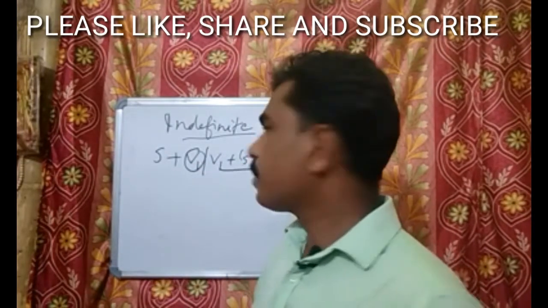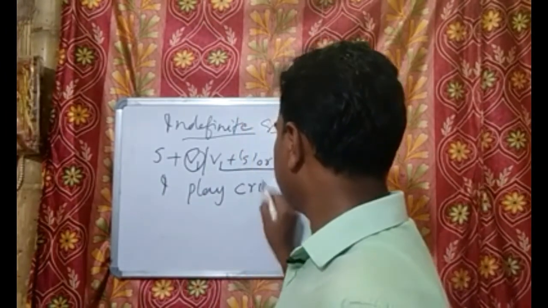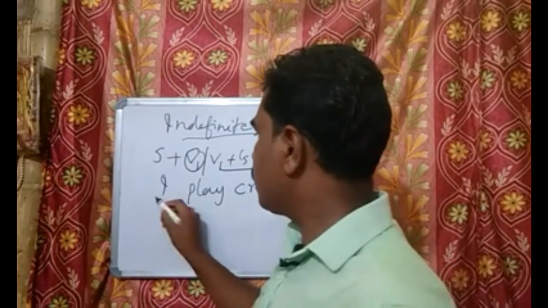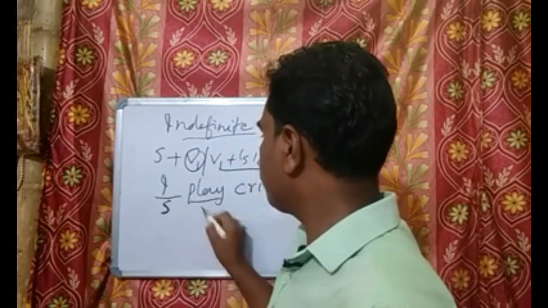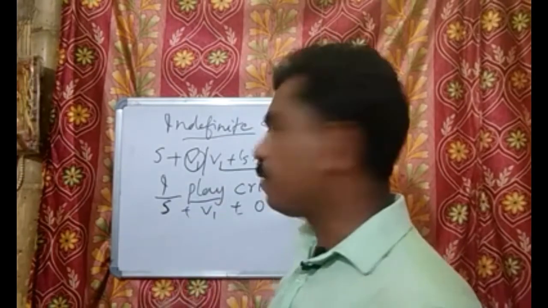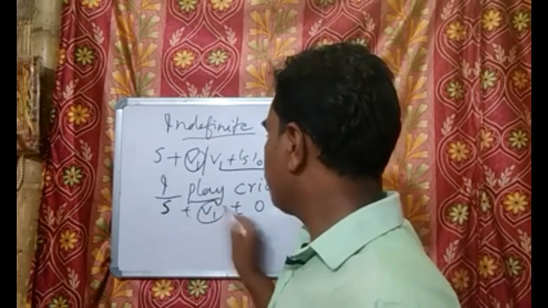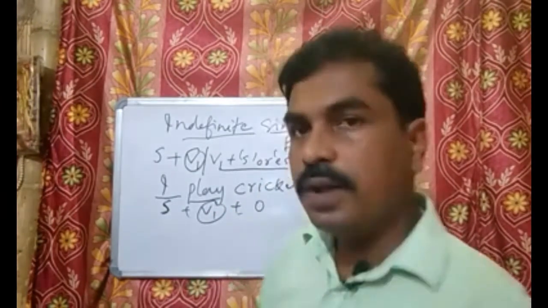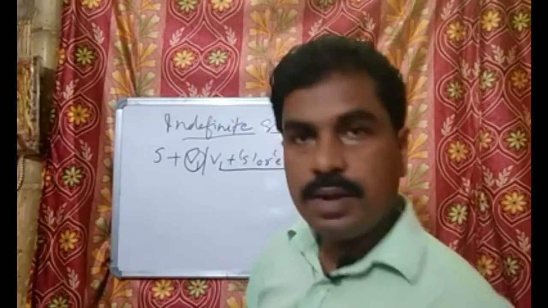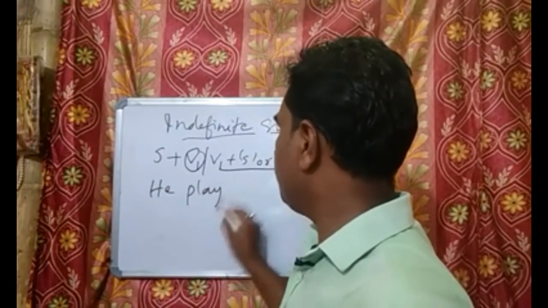For example, I'll write a sentence here. I play cricket. Okay, I play cricket. Now in this sentence, what is the structure? Subject plus verb 1 plus object. I is the subject, play is the verb in the first form, and cricket is the object. So here we have just used verb 1. Now I'll give you an example where we use verb 1 plus s or es. Now if the sentence is he plays, he, then we have to write here plays cricket.